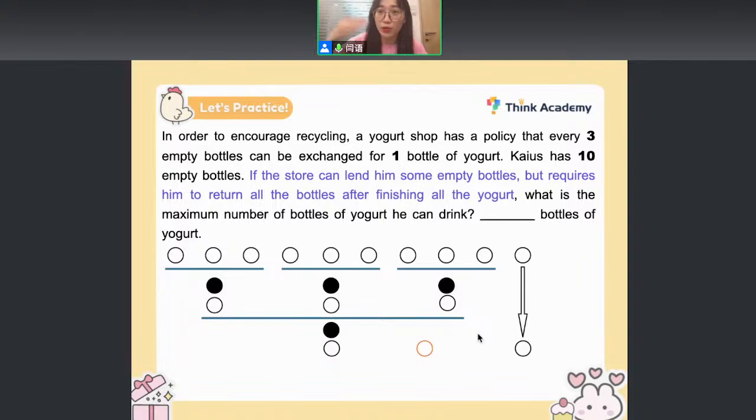How can we return? You see, you borrow 1 and now you get 3 empty bottles. As long as you get 3 empty bottles, then you can just go to exchange, right? Exchange for 1 bottle of yogurt. And after you finish now, you can return these empty bottles. Now you see in such type of question, what is the answer? The answer is 5.